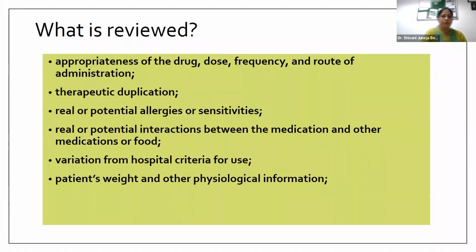Then we review the patient's weight and other physiological information, because this is very important, especially with respect to the vulnerable population, the pediatric and the geriatric population, and especially the onco patient, wherein the drugs are given weight-based, and we need to look into the parameters before we go for the audit of this vulnerable population. Then other contraindications and reconciliation.